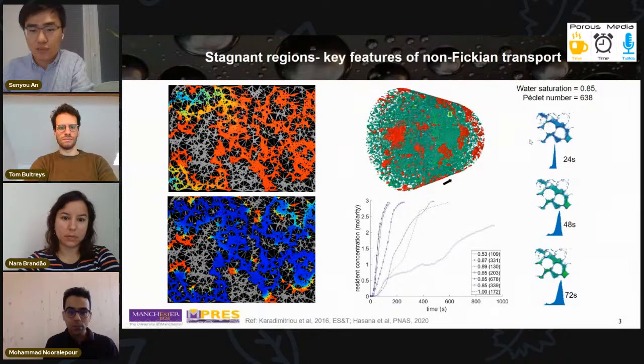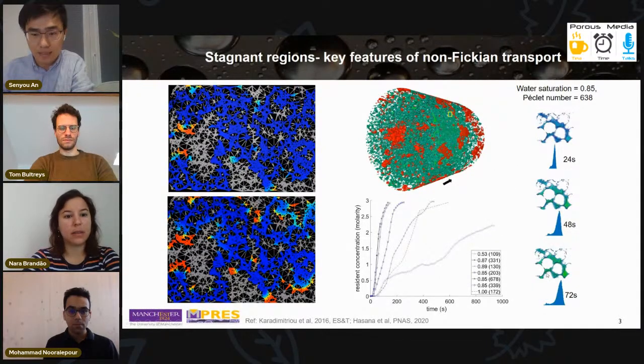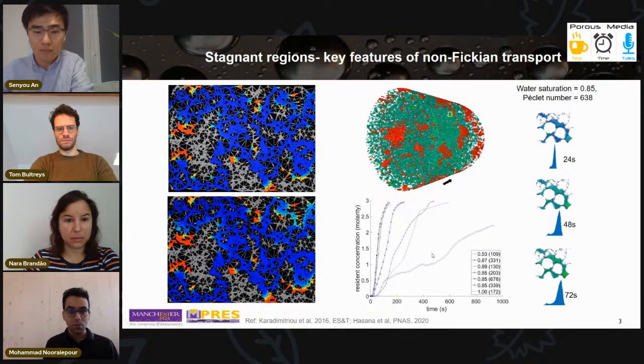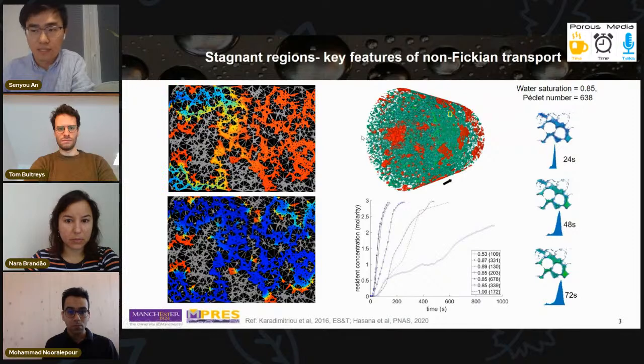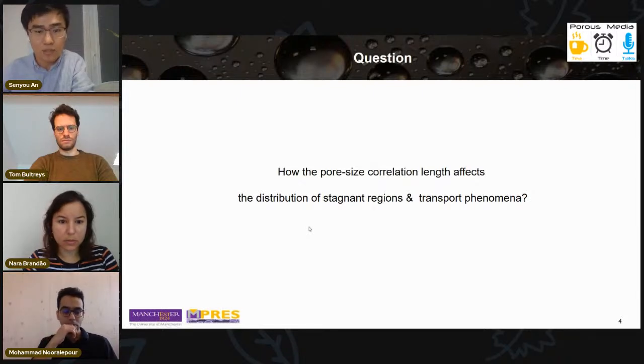It's at a water saturation of around 0.85 and a Péclet number of around 600. After injecting solute, we choose one subdomain at different times, and we can see the distribution of concentration; in some areas, the transport is very slow. Statistically, the resident concentration shows non-Fickian performance. Each line represents a saturation. From the experiment, we can observe that the stagnant region is a key feature of non-Fickian performance, especially for these low saturations.